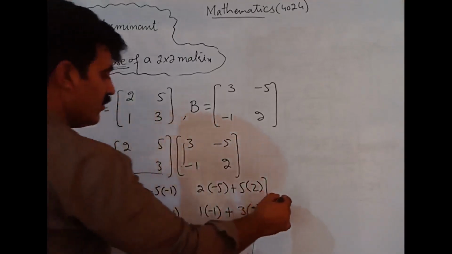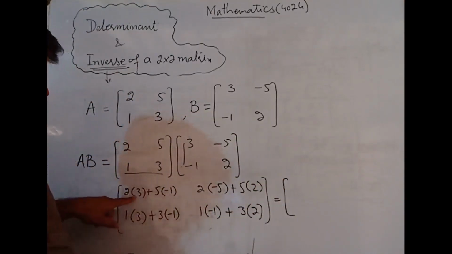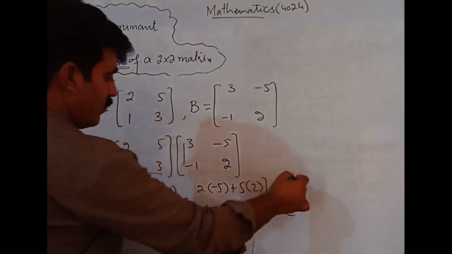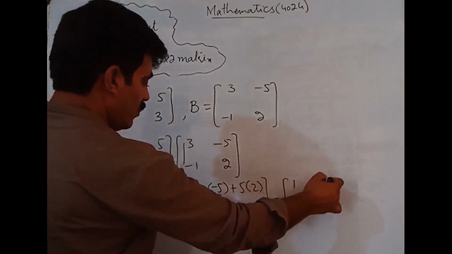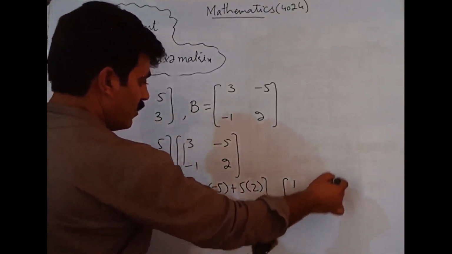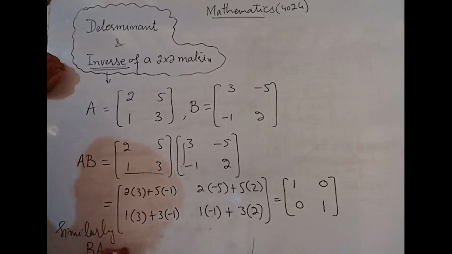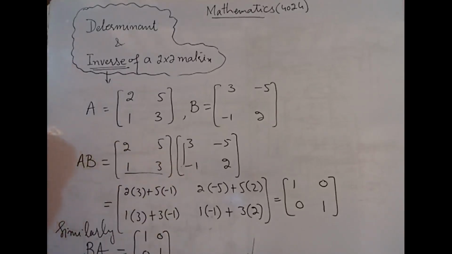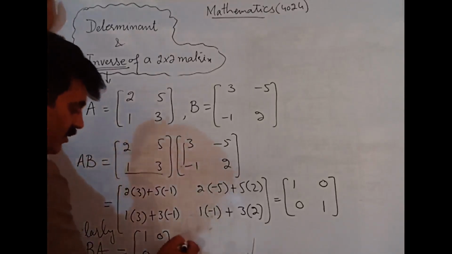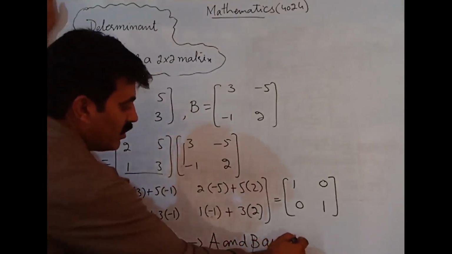So you can see the answer: 6 minus 5 is 1, minus 10 plus 10 is 0, 3 minus 3 is 0, and 1. Similarly, BA will also be the same thing, 1, 0, 0, 1. So this implies that A and B are inverses of each other.